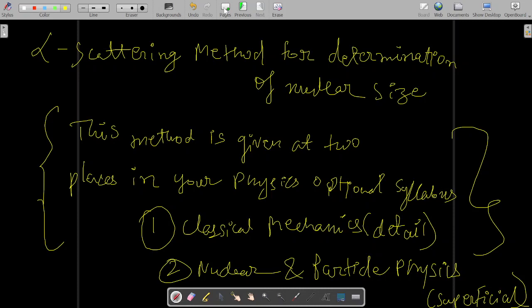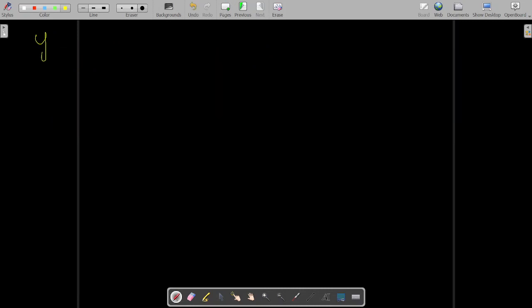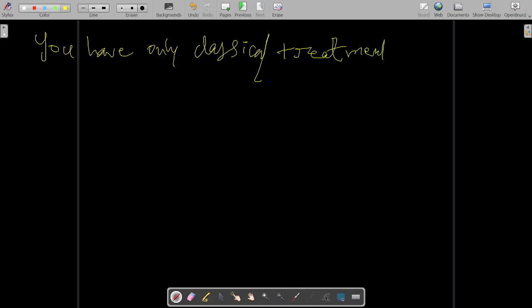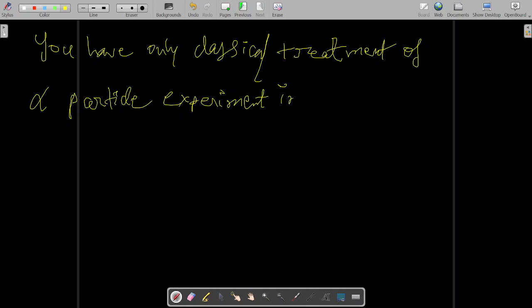The other thing which is important is that you have only classical treatment of alpha particle experiment in your physics syllabus. Okay, quantum mechanical treatment is not there in your syllabus, so remember this thing.